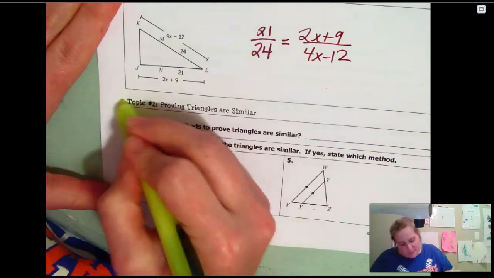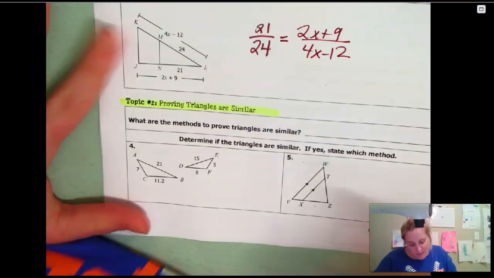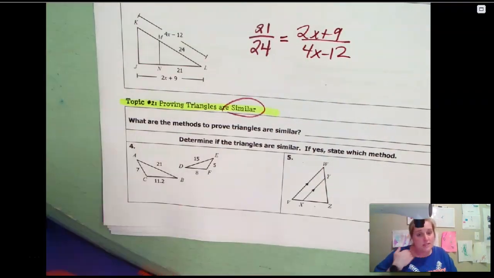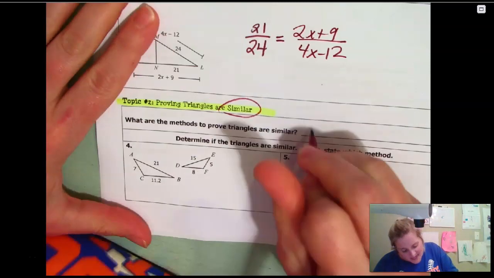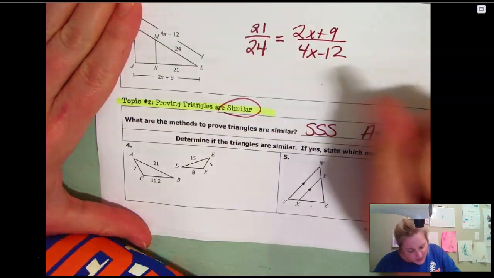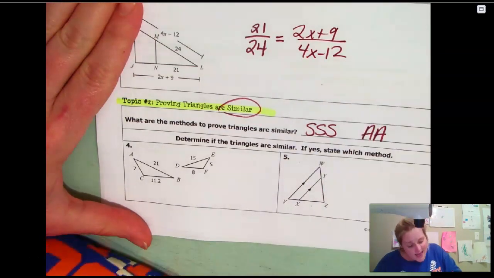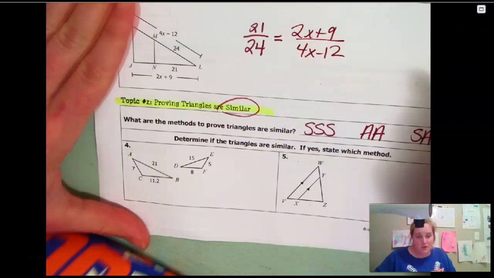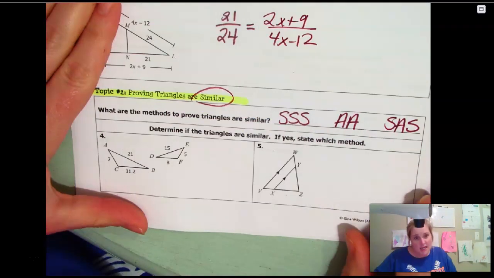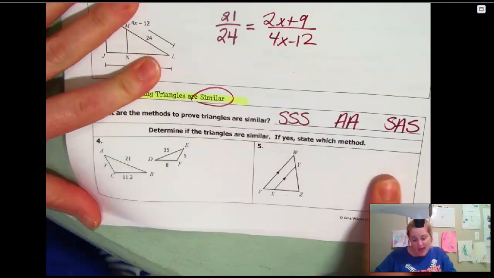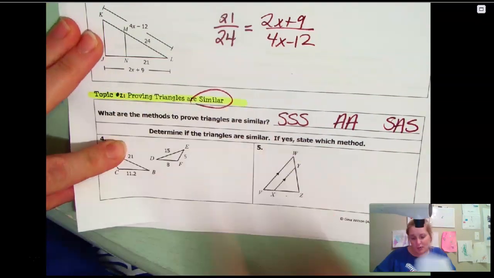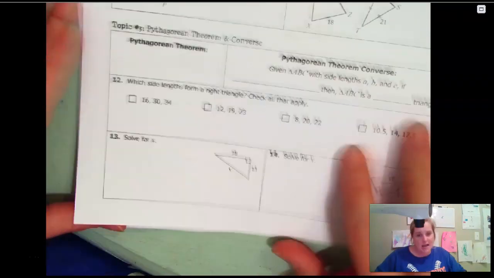Proving that triangles are similar. Now remember, if they are congruent, there are 5 ways. That's what we talked about last review. If they're similar, there's only 3. Side, side, side shows that they're similar. Angle, angle shows that they're similar. And side, angle, side. Those are the ways that you can tell whether or not they are similar. Again, if you need some more help on that, look at YouTube and type in proving triangles are similar, and it will give you some tips, or you can ask me questions.